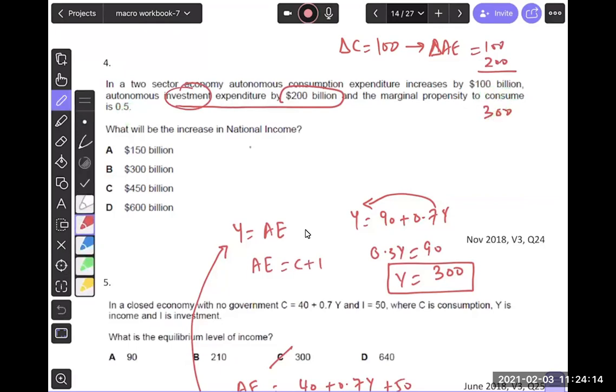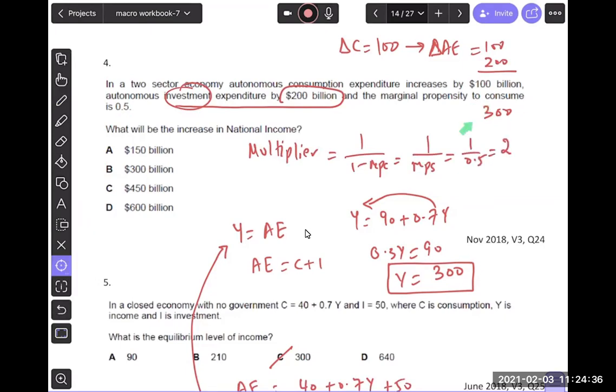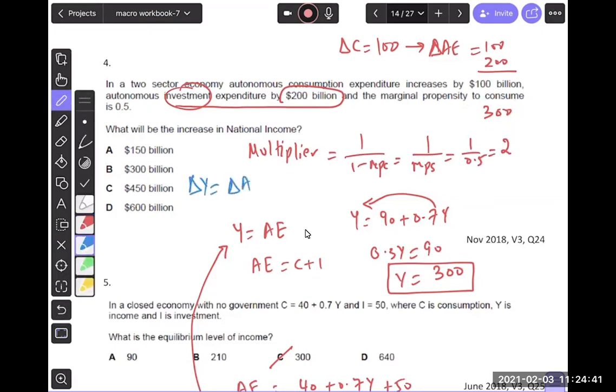If MPC is 0.5, what's my multiplier? Guys, what's my multiplier? 1 over 1 minus MPC, which is equal to 1 over MPS, which is equal to, what's the value of the multiplier right now? 1 over 0.5 is how much? 1 over 0.5 is 2, right? So if change in AE is 300, change in Y will be equal to change in AE times multiplier, right? So 2 times 300, the answer will be 600. Did you guys get that?